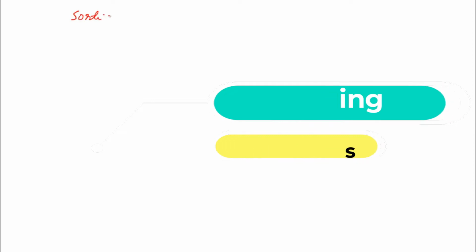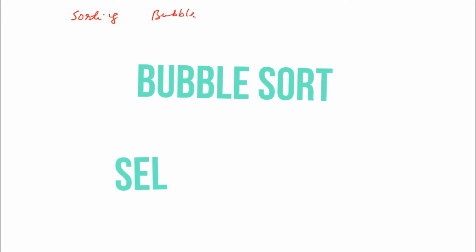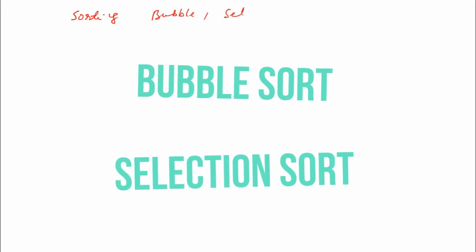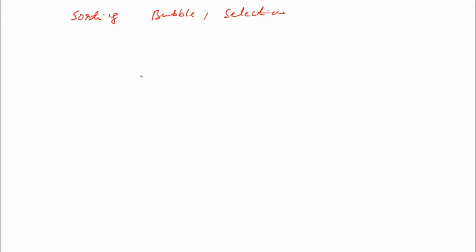Today we are going to learn sorting techniques, and I will explain two of them. One is bubble sort and the other is selection sort. I will explain these two techniques one by one.